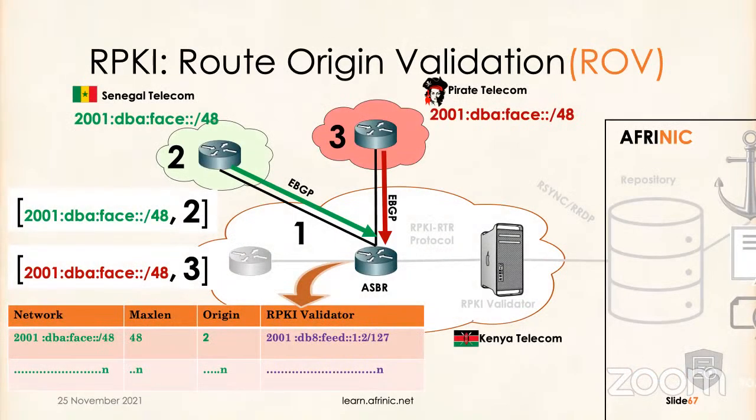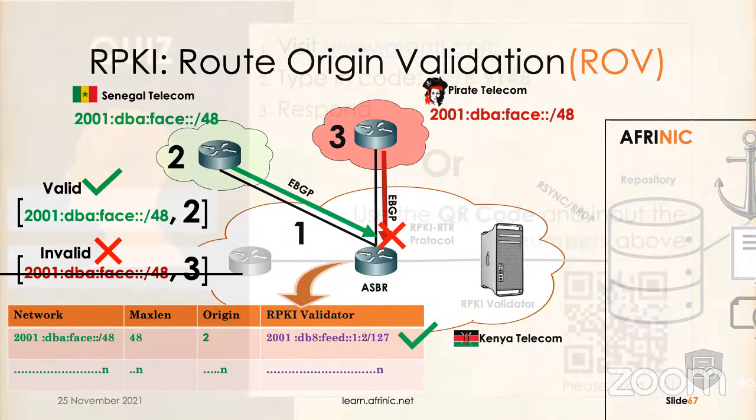Now, back to the scenario here, we have the table. So what will happen is this one will be valid, because the VRP states that this prefix with prefix length 48 and max length 48 is covered. And the other one is invalid because the originating AS is not two, it's three. And that's how RPKI helps with BGP route origin validation. It's used for BGP route origin validation.